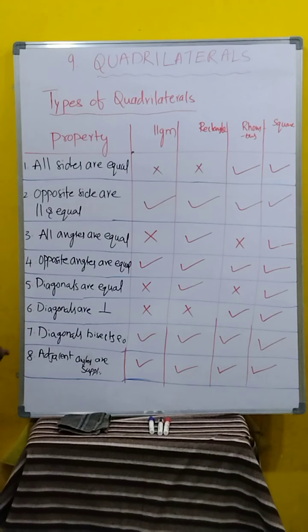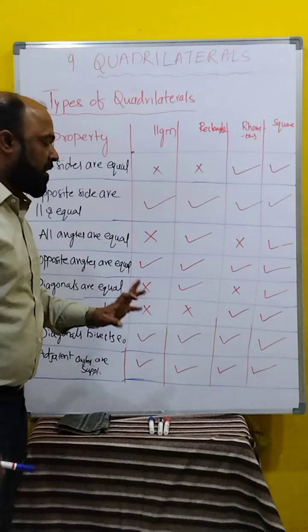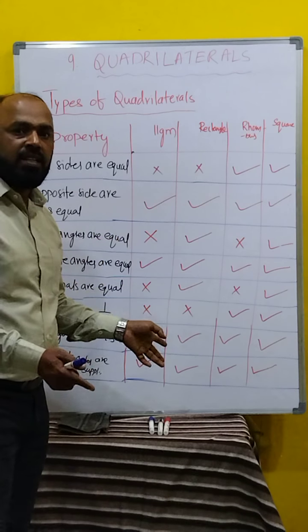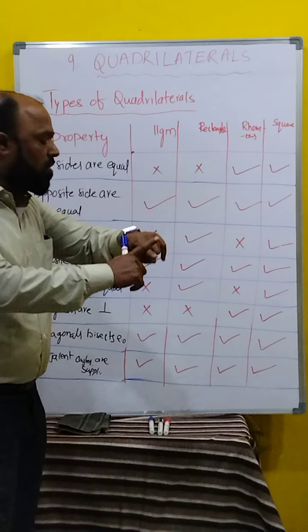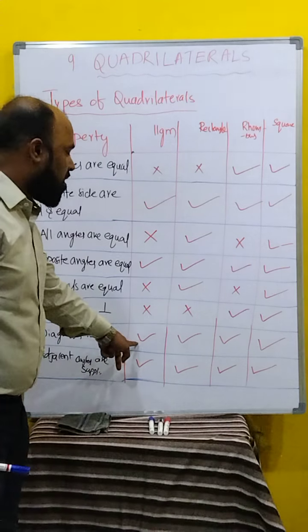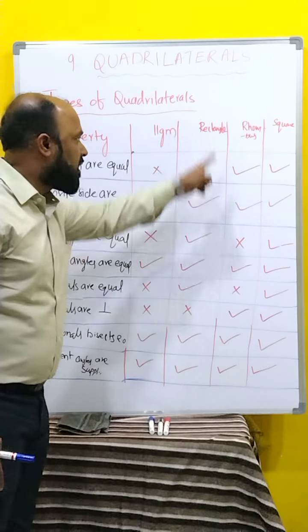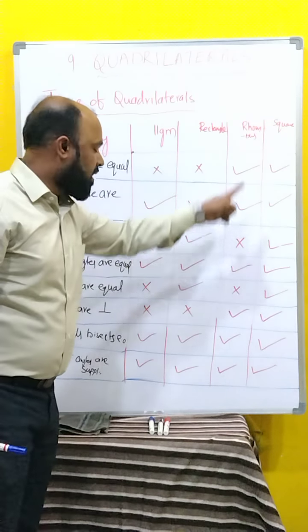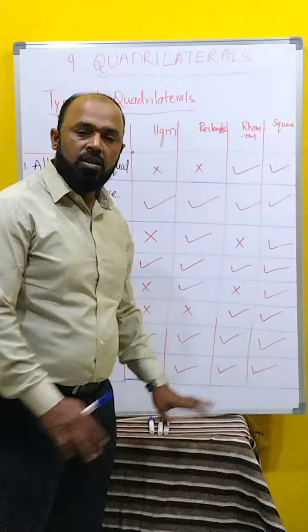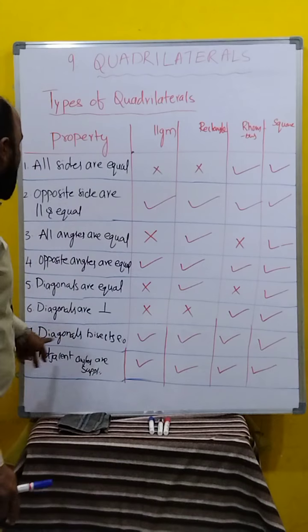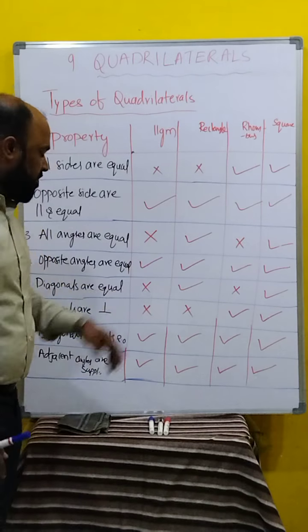Next, seventh one. Diagonals bisect each other, dividing into two equal parts. Yes, all are following. Parallelogram, yes. In rectangle also possible. In a rhombus also possible, in a square also possible. That is, diagonals bisect each other.